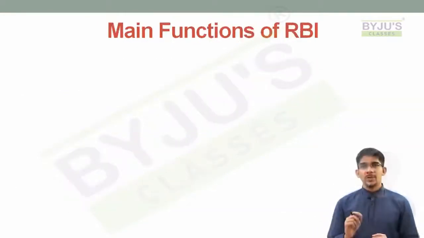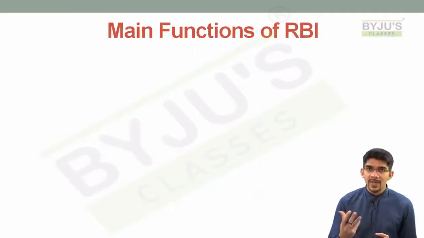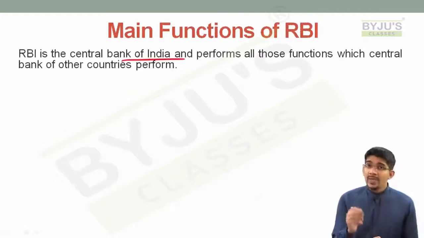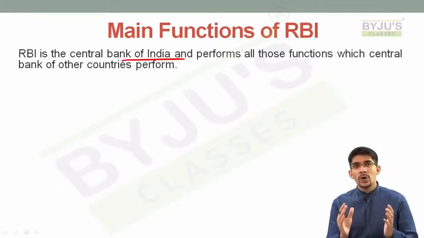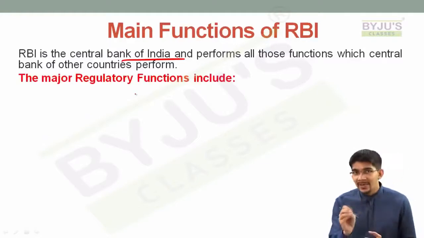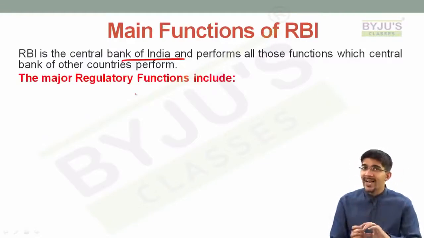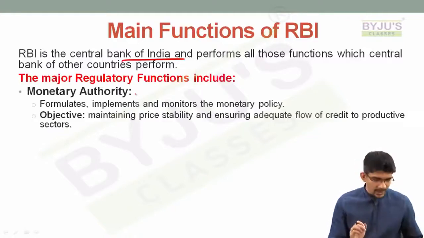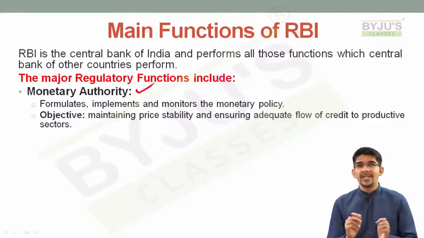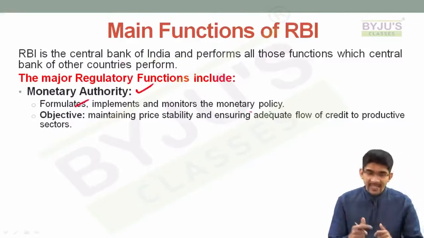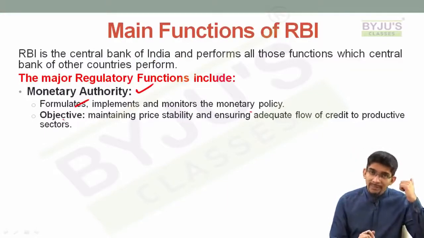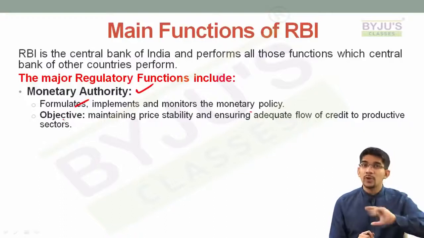country. So now let's have a quick look at the major functions of RBI, in particular, the monetary policy making functions. Now RBI is a central bank of India and it performs all the functions supposed to be performed by a central bank. These include some regulatory functions, which means regulating the economy or regulating other players in the economic system. The most important among these is that RBI acts as a monetary authority in India, which in turn means that RBI is the complete authority as far as monetary policy is concerned. It not only makes the rules, not only implements them, but also monitors them.